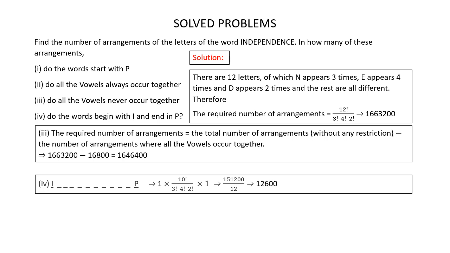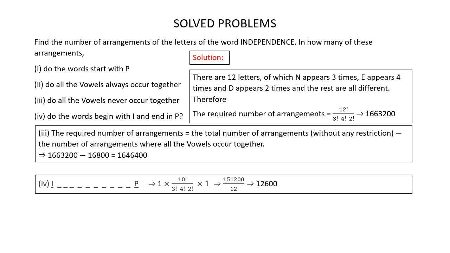Now let's find out in how many of these arrangements do the words begin with I and end in P. Now as you know, there are 12 letters in the word independence. So first mark 12 positions for 12 letters. Now we have to find the arrangements where the words begin with I and end in P. So you have to place I in the first position and P in the last position. And then you will be left with 10 positions for the remaining 10 letters.